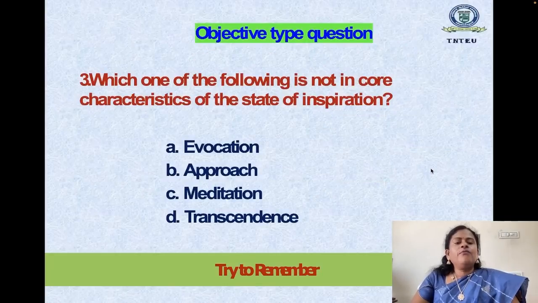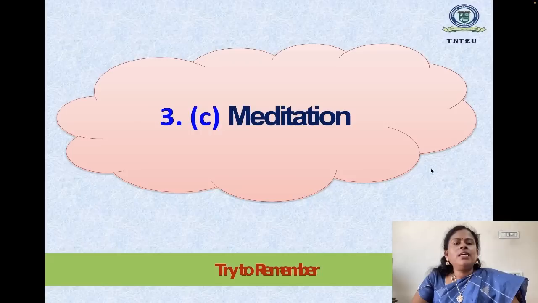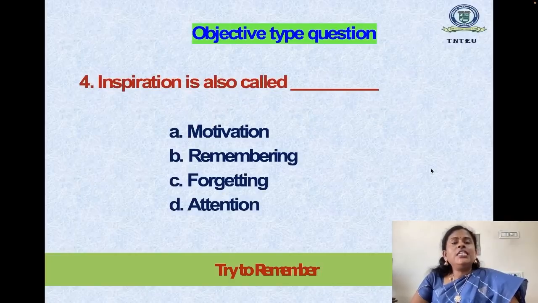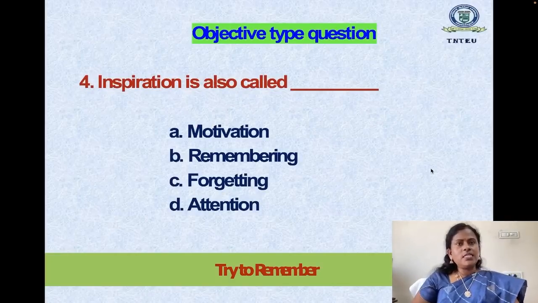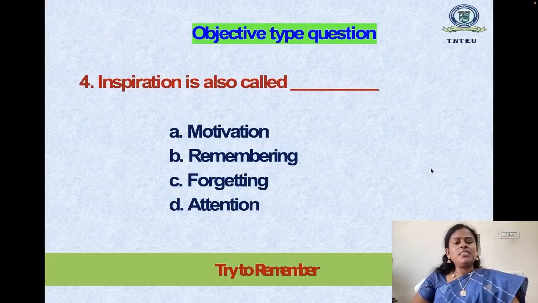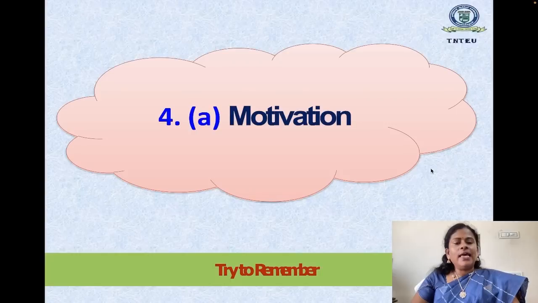Question number 3. Which one of the following is not a core characteristic of the state of inspiration? Options: option A, evocation. Option B, approach. Option C, meditation. Option D, transcendence. Try to remember. The answer is option C, meditation. Question number 4. Inspiration is also called dash. Options: option A, motivation. Option B, remembering. Option C, forgetting. Option D, attention. Try to remember. The answer is option A, motivation.